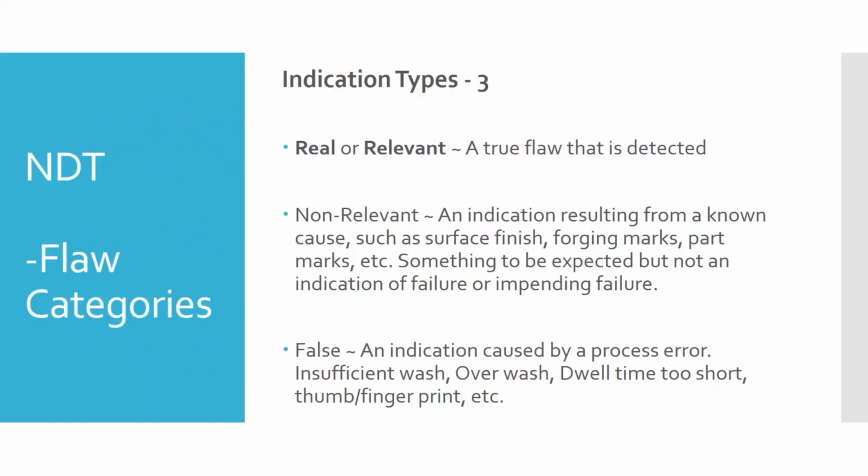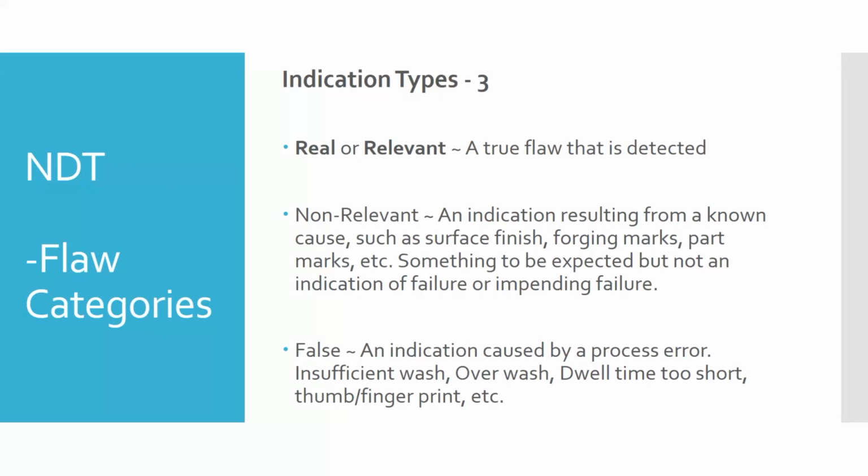So before we do that, this is kind of a little side note. In NDT, we've got three categories of what are called indications. So when you're performing NDT, you're going to need to classify your indications into one of three types. The first one is a real or relevant indication. Okay? These are true flaws that you're detecting, something that's actually there. The second type is known as a non-relevant indication.